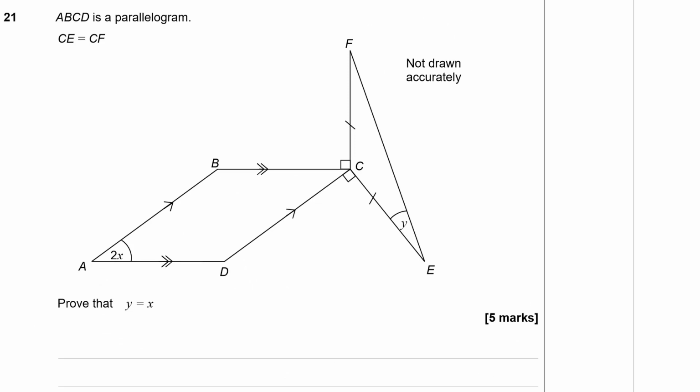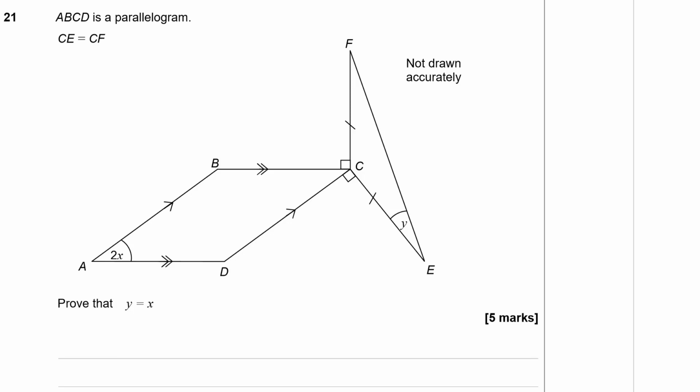Okay, so we've got a rather complicated looking diagram here. We're told that ABCD is a parallelogram, and we're told that CE equals CF, which basically means that that triangle is isosceles. And we need to show that x equals y. So we need to work out the relationship with those two given angles.